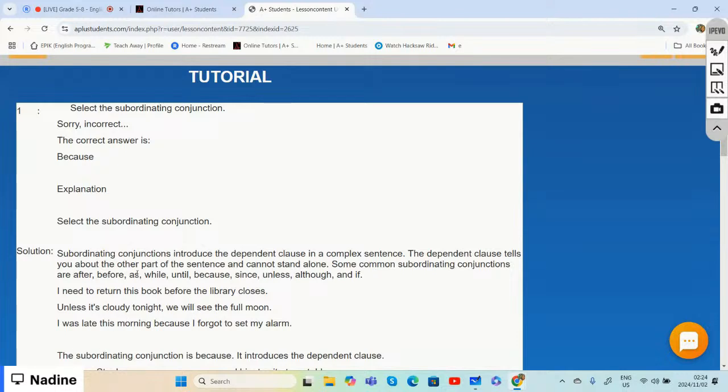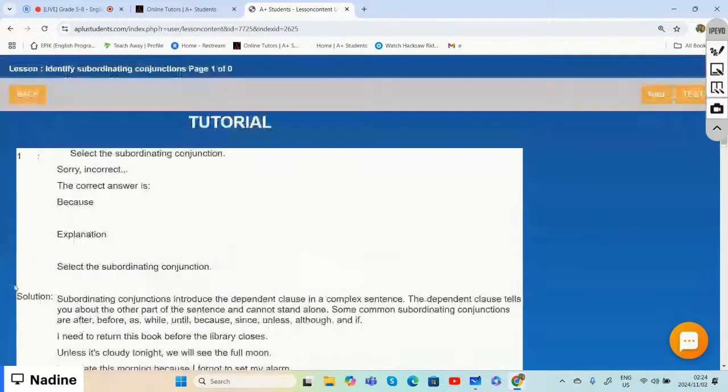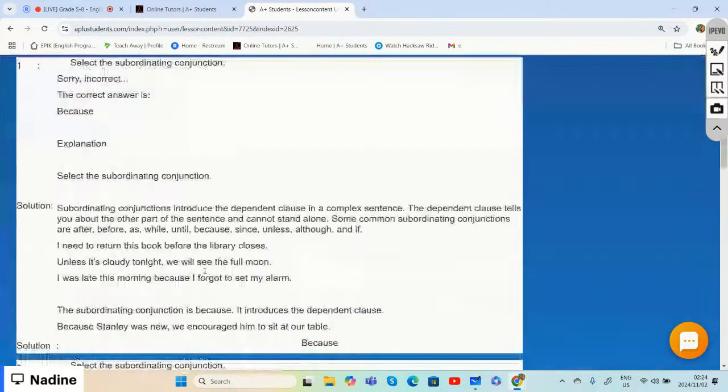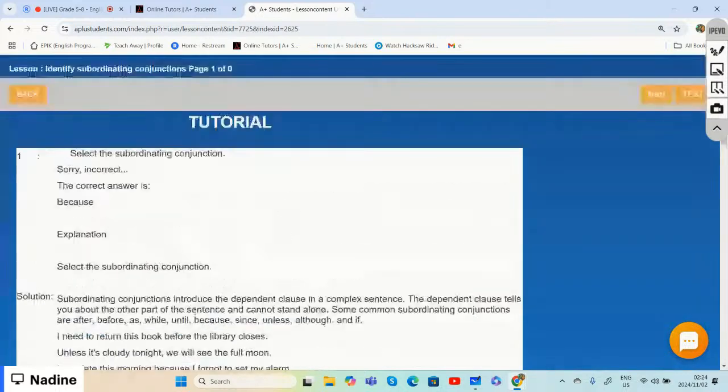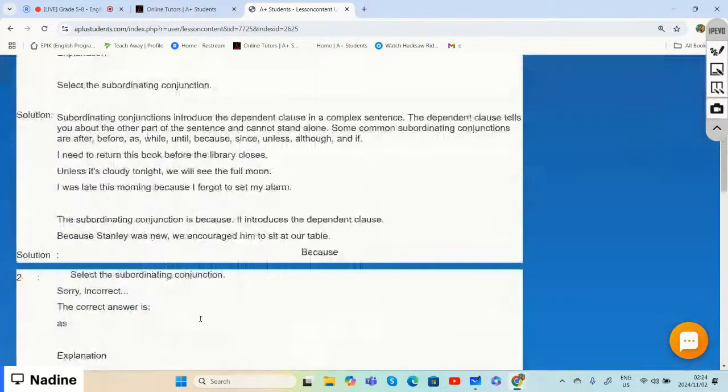All right. So now we are going to, like I said, identify sentences or identify subordinating conjunctions within our sentences. Because Stanley was new, we encourage him to sit at our table. So because over there is our dependent clause.